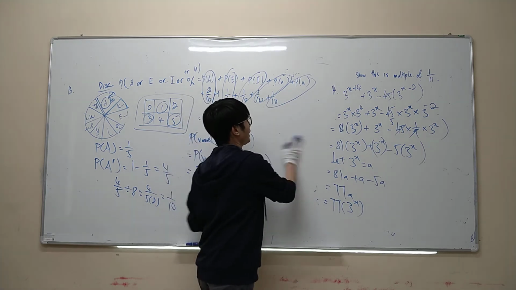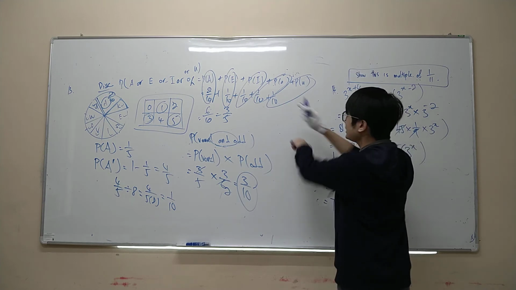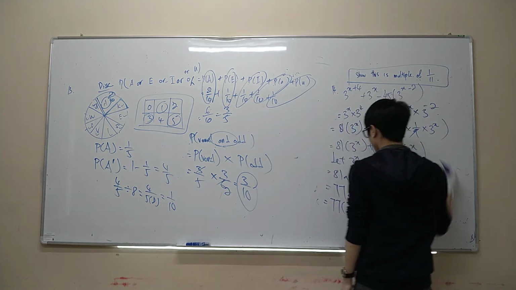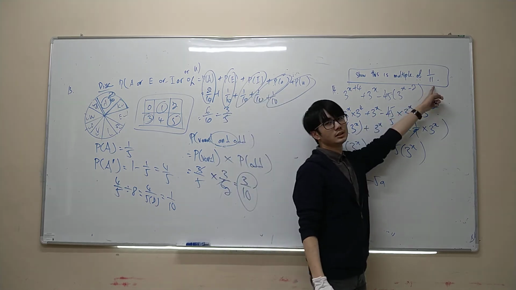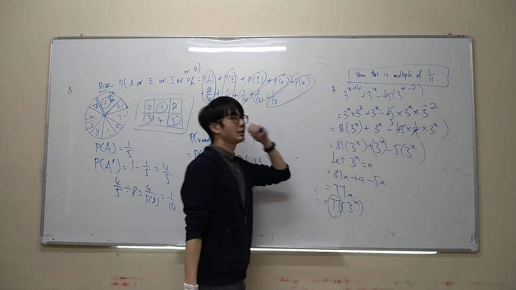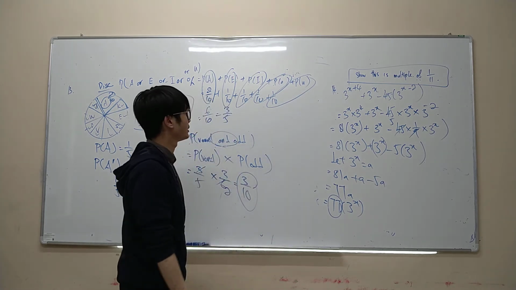So, apa soalan actually? Show that this is a multiple of 11. Sebenarnya, apa yang dia nak is, they want you to show that the number in front here can be divided by 11. So, boleh ke 11 bahagi 11? Boleh tak? So, siapa? Itu jawapannya.